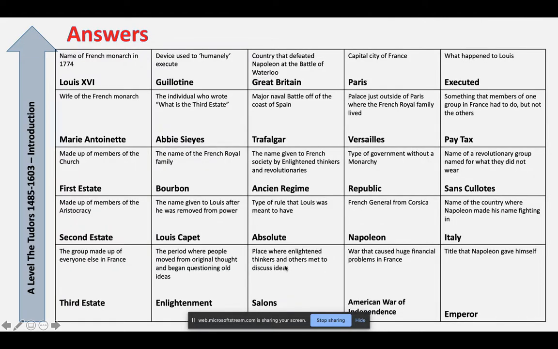Okay, here are the answers. If you want to pause now, you can go through the answers and check how you've done on the blockbuster quiz. Hopefully, you've got a few of them and you've got a slightly better understanding of some of the key individuals and ideas of the French Revolution course. So pause now, check your answers.